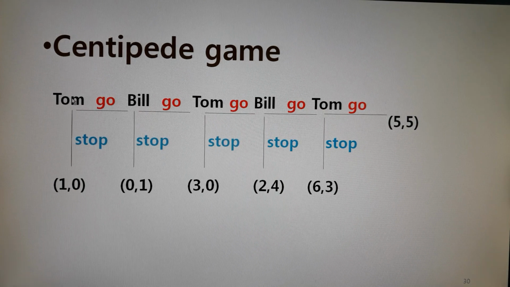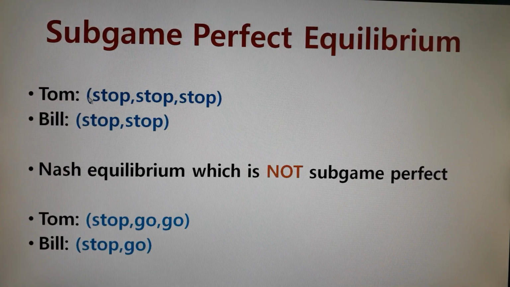Of course, because Tom stops here, Bill would not get to stop here. So this is a non-equilibrium path. Except for the first stop Tom has chosen, the other four stops are non-equilibrium paths, which we will never observe. They will never have the opportunity to do it.